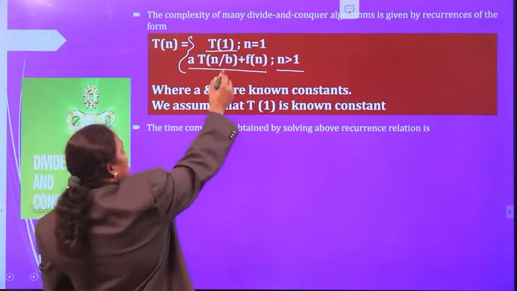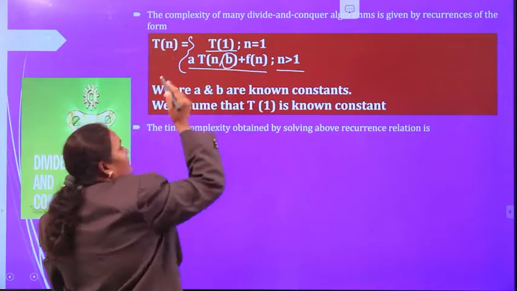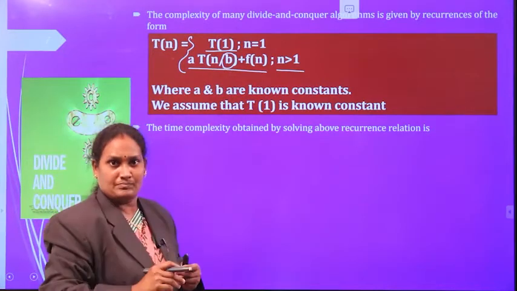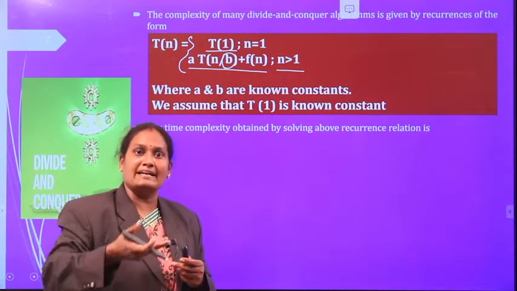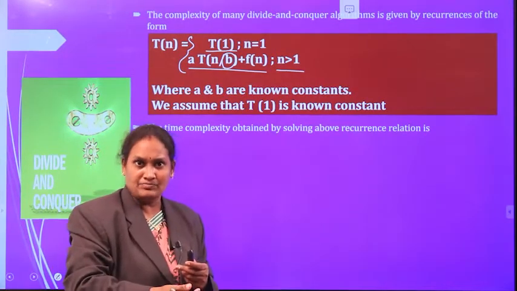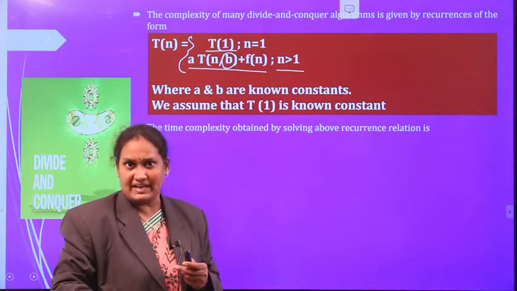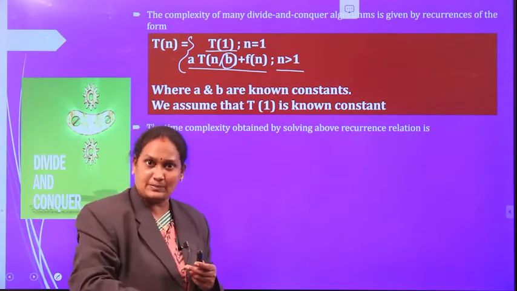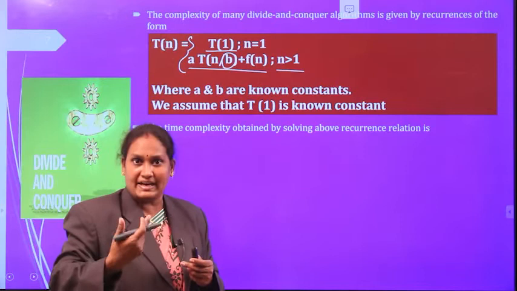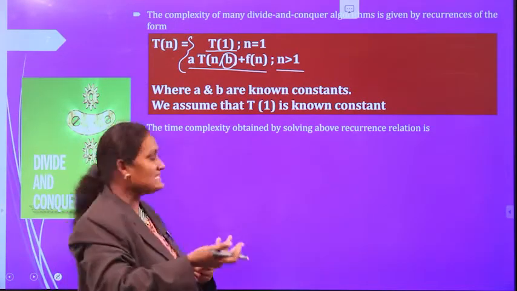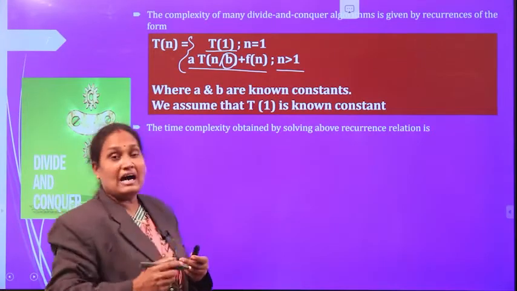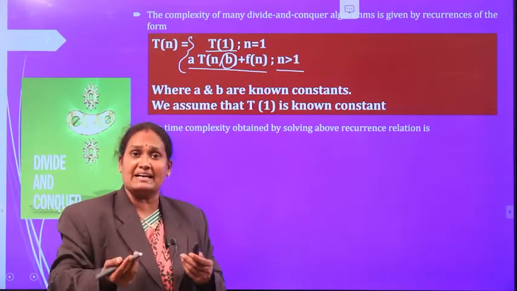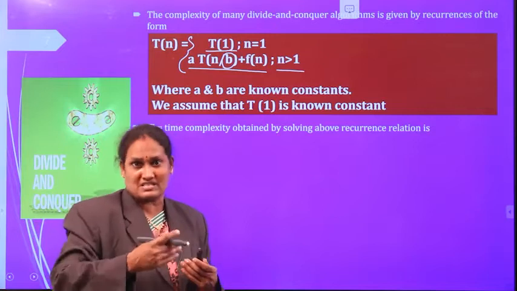Here, the constant B indicates where we are dividing the problem. At half place we are dividing the problem, or at 1/3 place, or at 1/4 place, or at 1/7 place. Where we are dividing the given problem, that is indicated by the constant B. And A is how many subproblems we are considering in further processing.